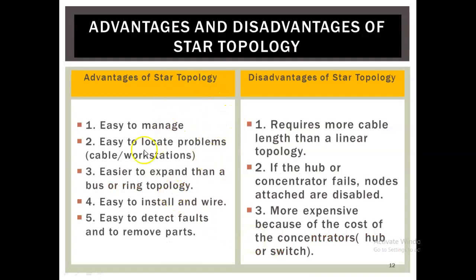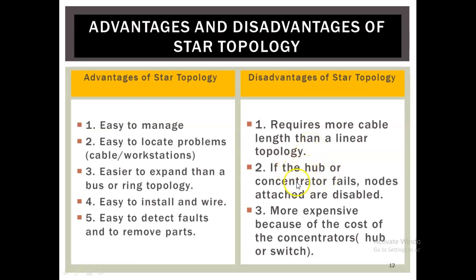Advantages of star topology. It is easy to manage, easy to locate problems, easy to expand than a bus or ring topology, easy to install and wire, easy to detect faults and to remove faulty parts. Disadvantages of star topology. Requires more cable because of the network points.